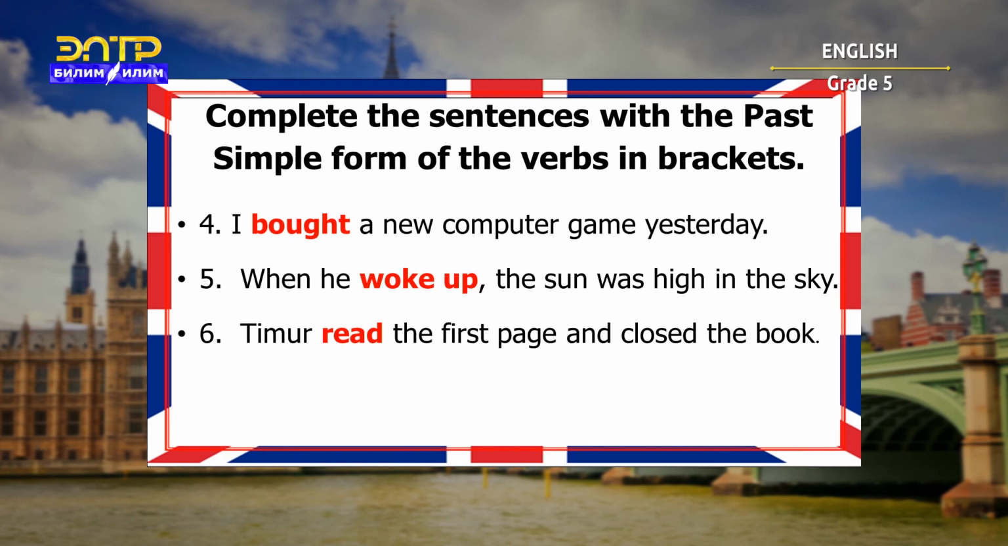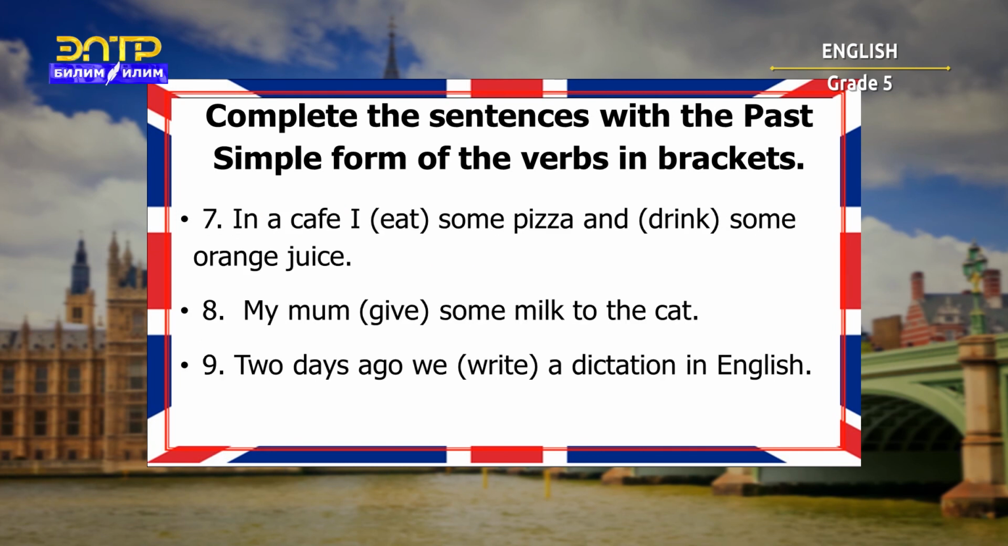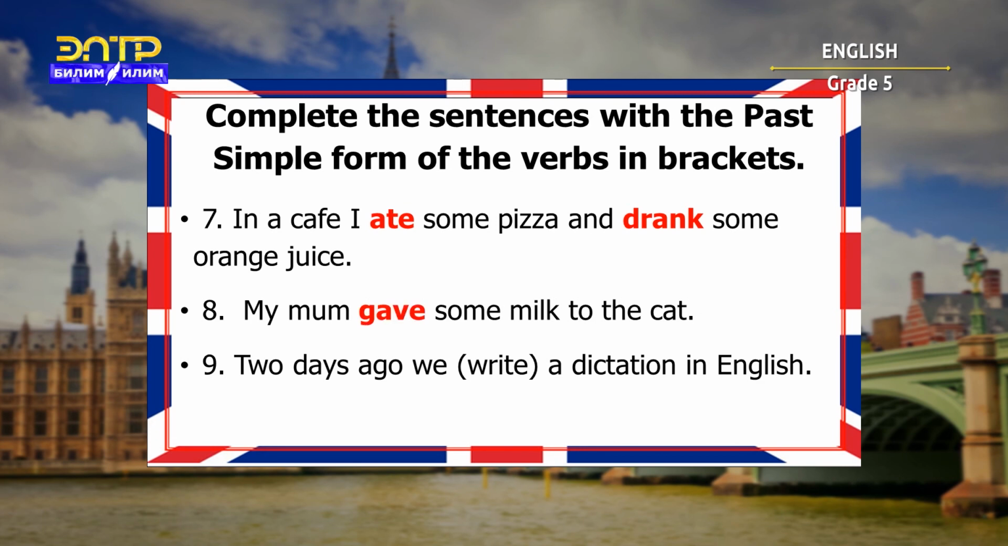Good. And what about other sentences? Let's try these ones. Don't forget to use past simple form of the verbs in brackets. Okay, let's check. In a cafe, I ate some pizza and drank some orange juice. Good. The next one. My mom gave some milk to the cat. And the last one. 2 days ago, we wrote a dictation in English. Great job!